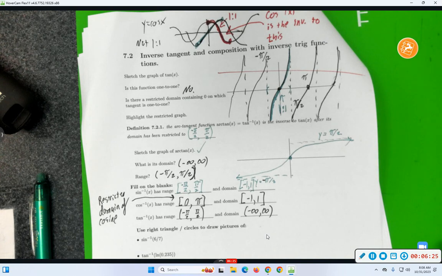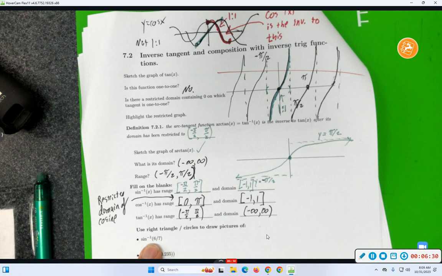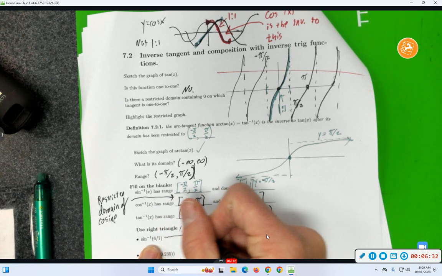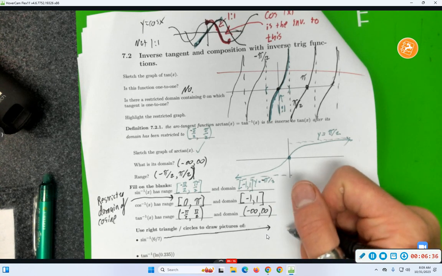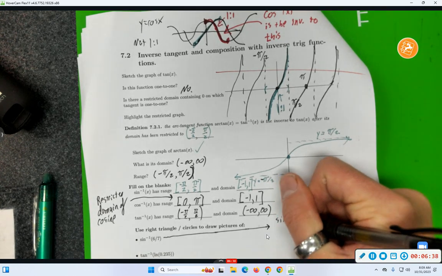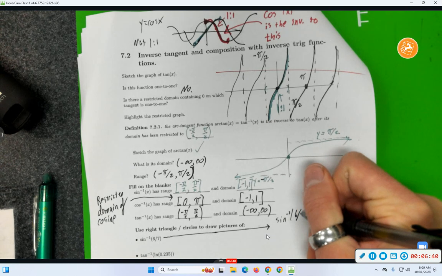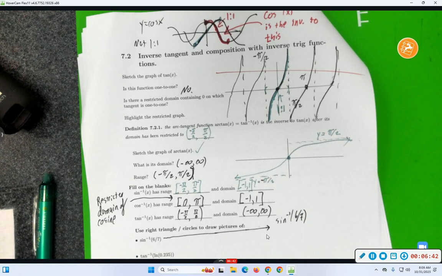Let's start by even just thinking about what these inverse trig functions mean. So if you want the inverse sine of 6/7, let's go over here because I'm going to do something else down here. So let's think about what that is. Sine inverse of 6/7. So inverse sine takes a ratio and produces an angle.